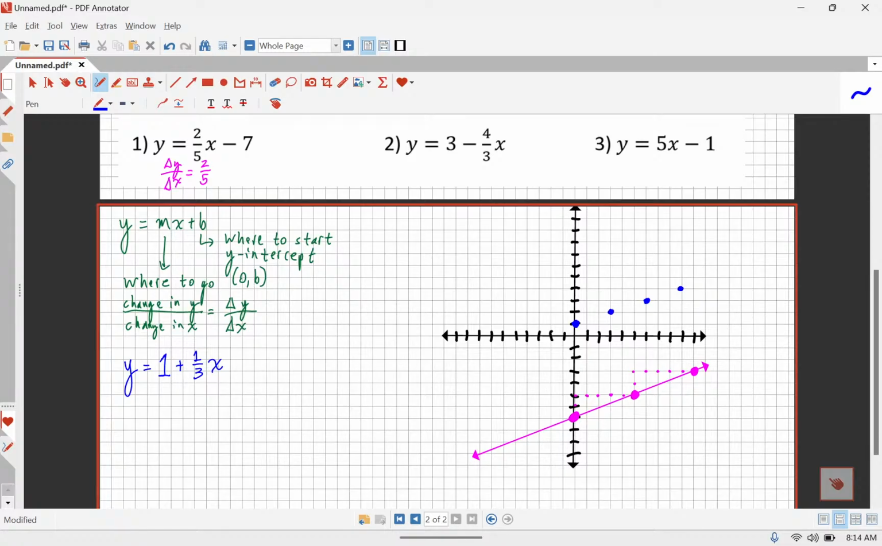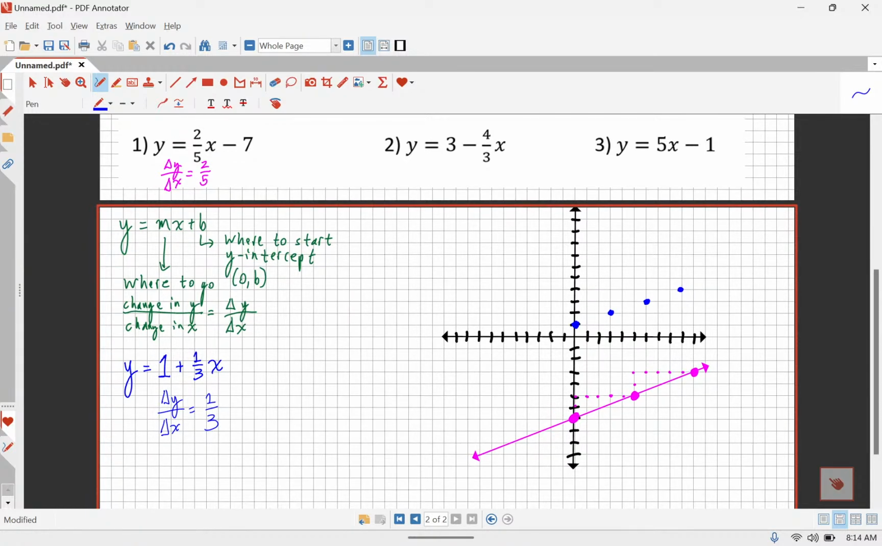How many of us were able to get that or see how Asher got that and aren't too alarmed? Really good. Guys, if ever you're freaked out about this, it's totally okay to slow it down and to actually write, I do this all the time, change in y over change in x equals 1/3. Then you can see your change in y is 1, your change in x is 3.